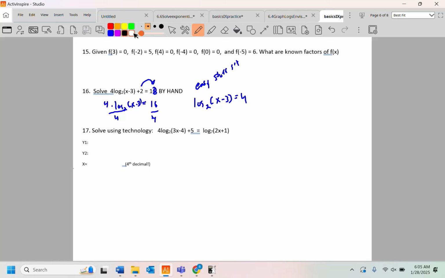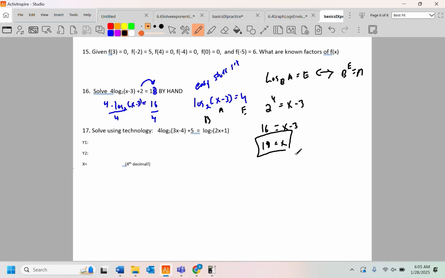And then we're going to think about the whole log as exponent conversion. A logarithm base b argument a equal to some e has an equivalent inverse of b to the e equal to a. So base, argument, exponent. So 2 to the 4th is x minus 3. 2 to the 4th is going to be 16. You can push buttons if you want to. You shouldn't have to, but whatever. And then we add 3 and we get 19. There's my x.